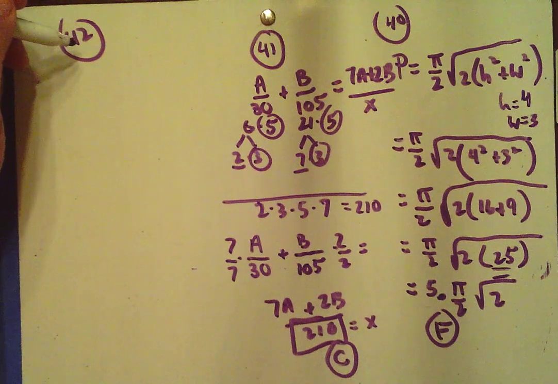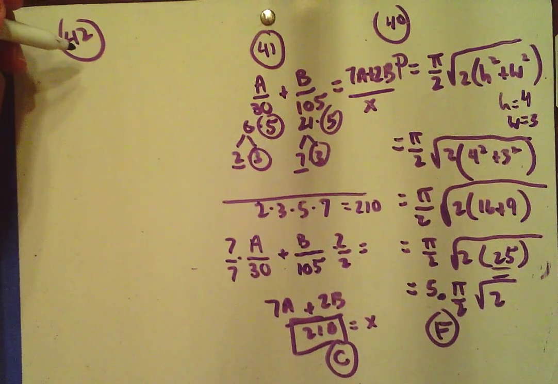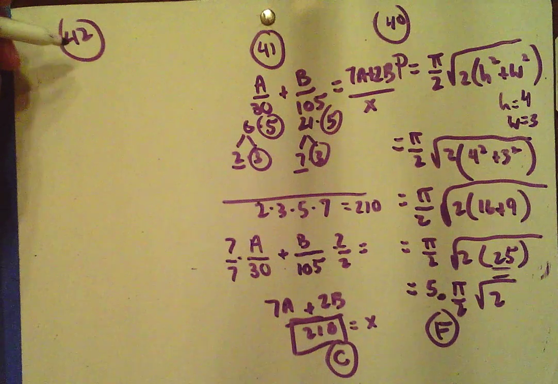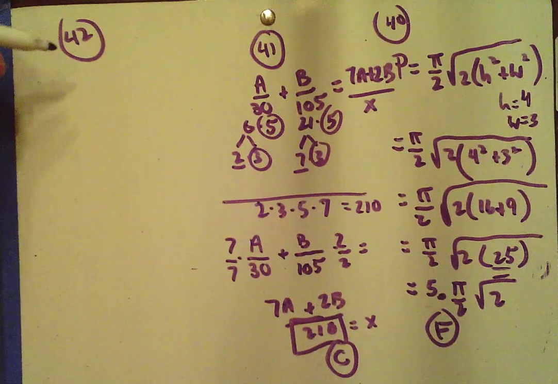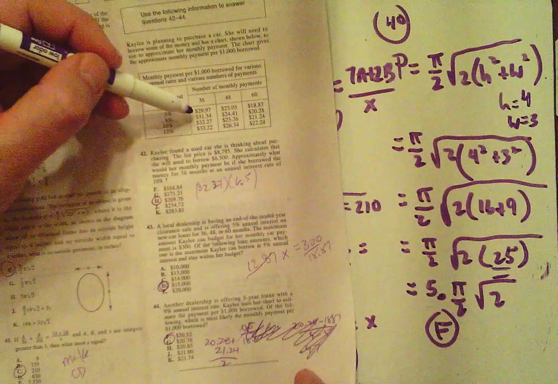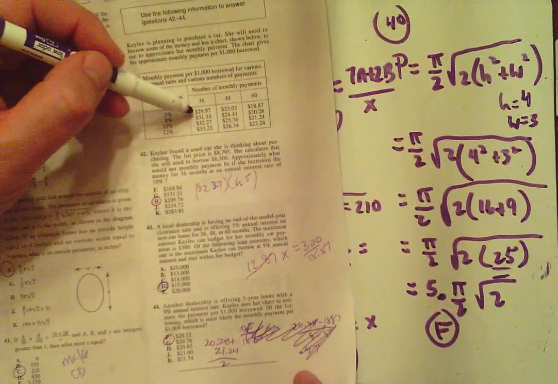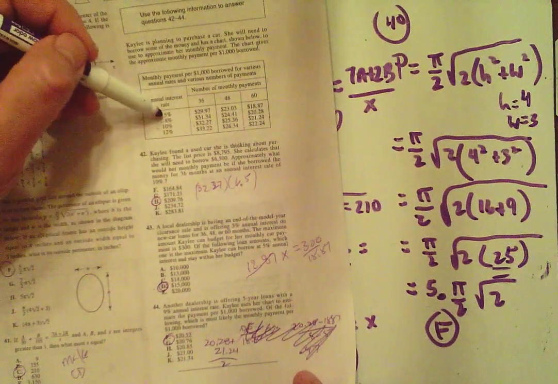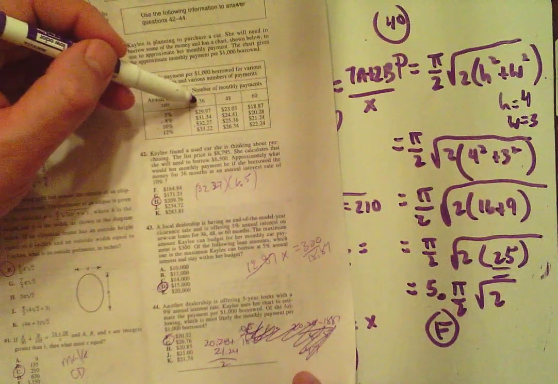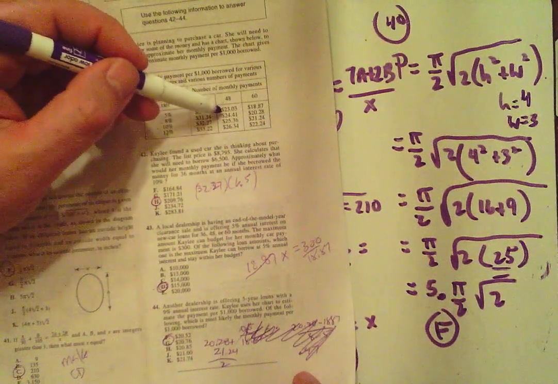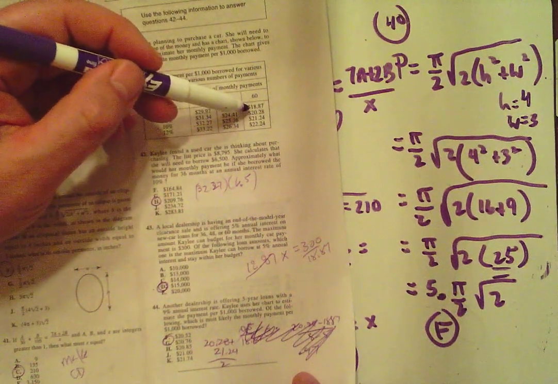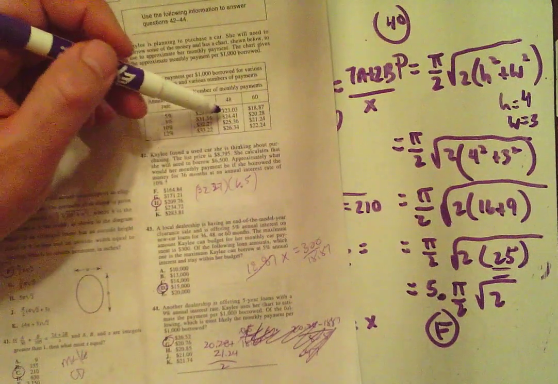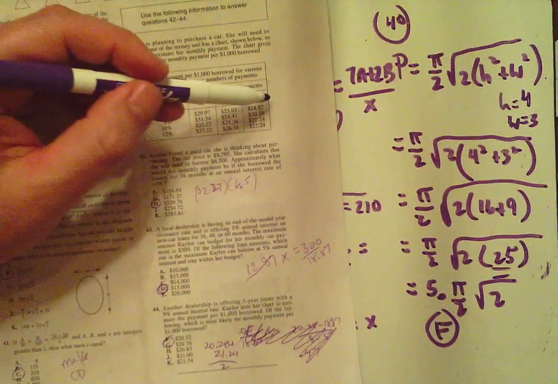42. I'm supposed to use this table. For every $1,000 borrowed, I have to pay back this amount of money. Let's look at the table. I have to pay back this amount of money for every $1,000 I borrow at 5% for 36 months. But if my loan goes for 48 months, then I pay this back every month. And if my loan goes for 60 months, then I pay this back every month. It appears as though my monthly payment is lower the more months I have.